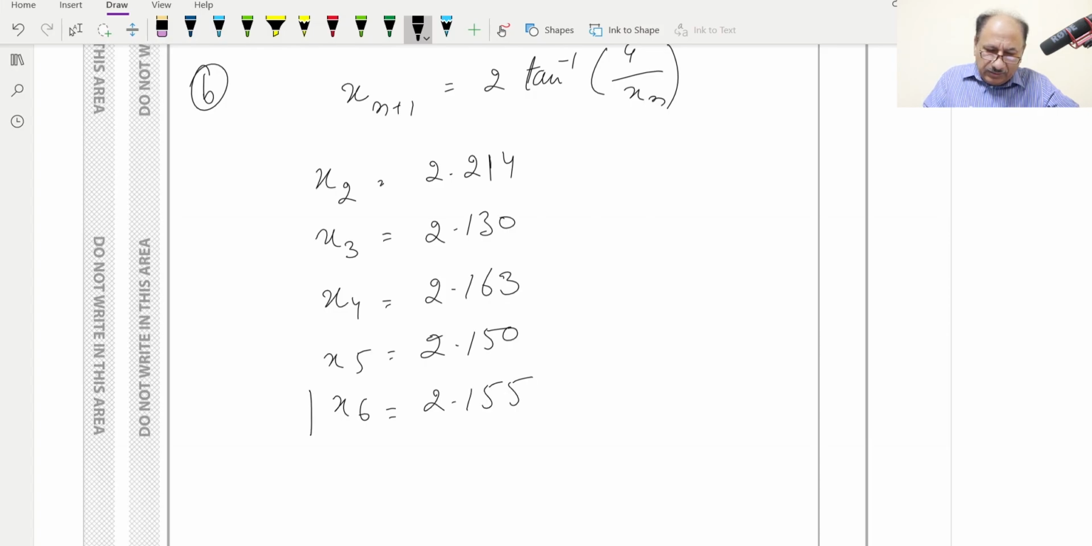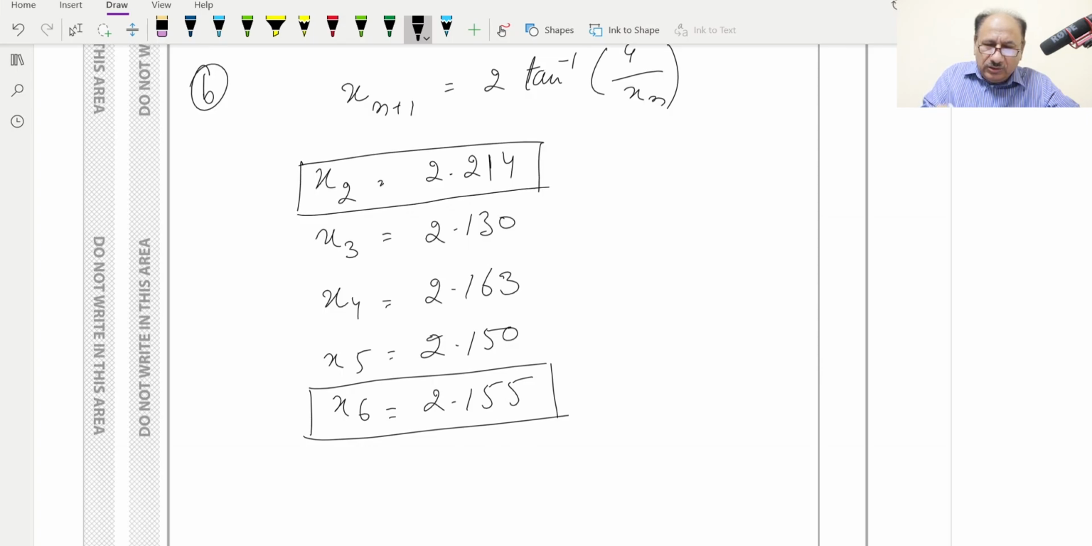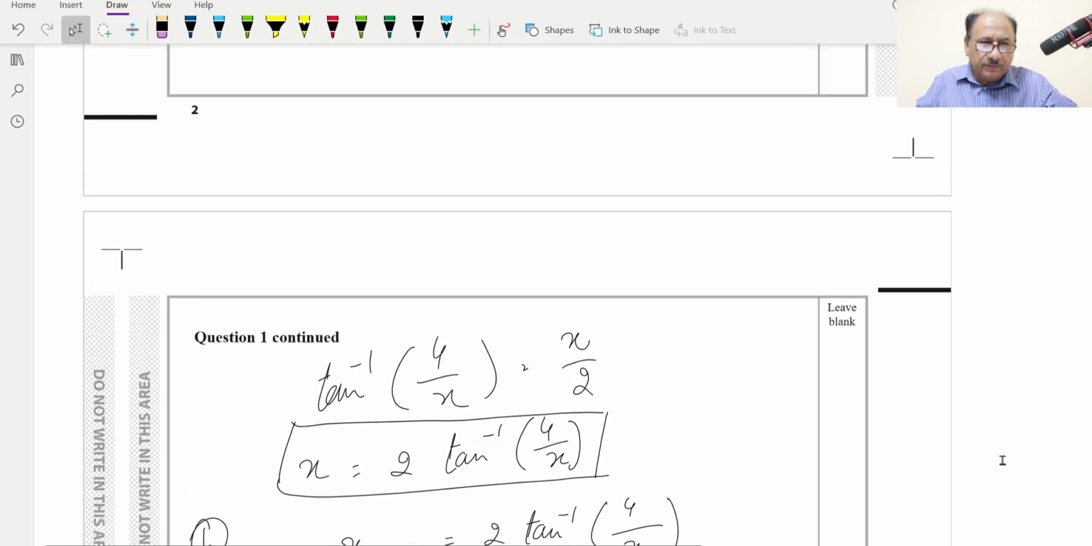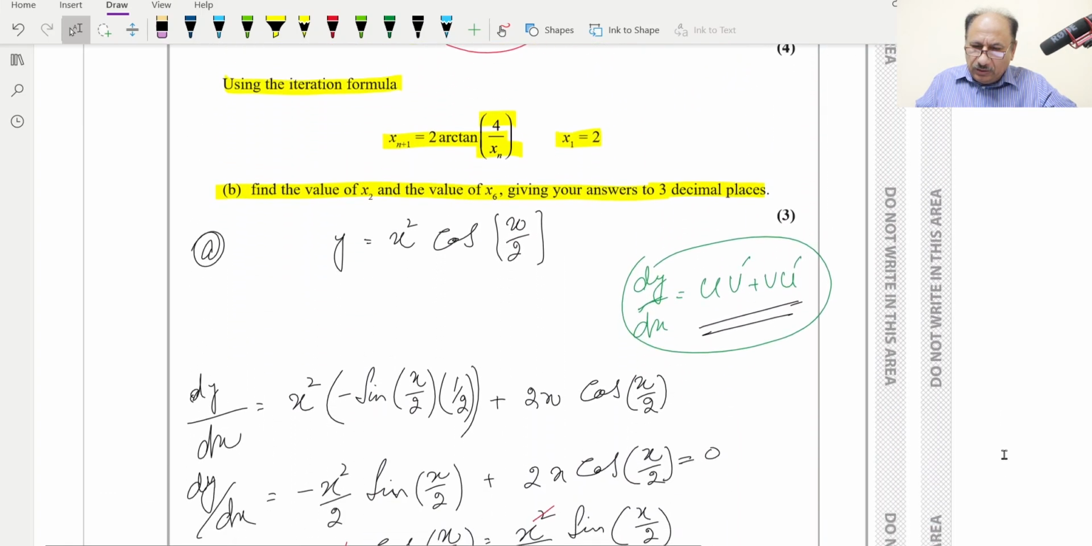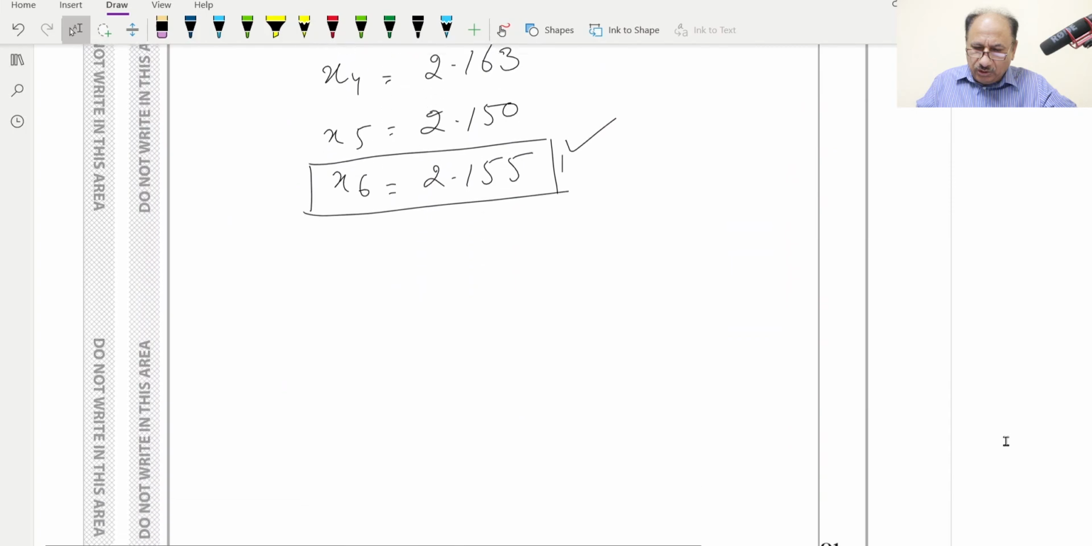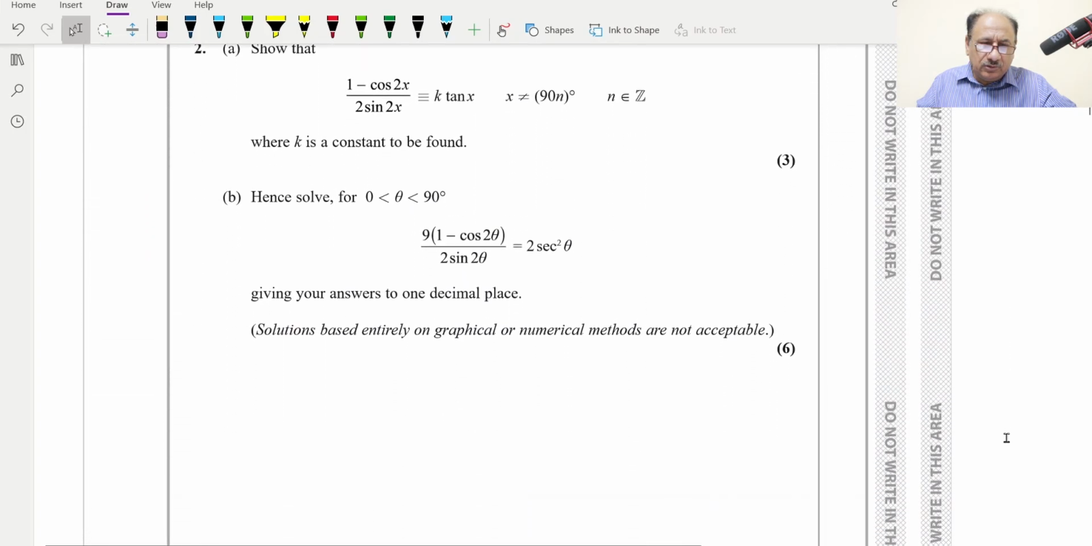So x6 is this one and x2 is this one. These two values were required, which we have indicated over here. This is B part. We are done with the B part, and up to 3 decimal places it was required, which we had done. Now we can move to question number 2.